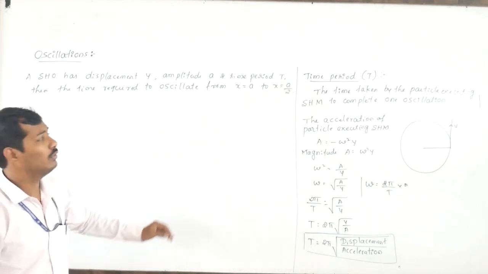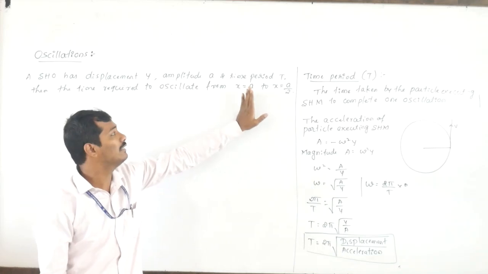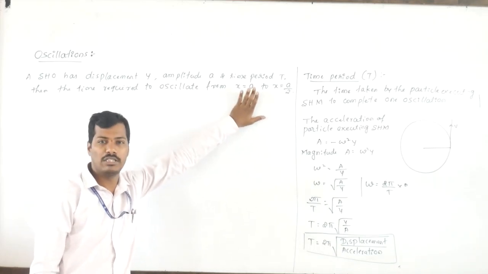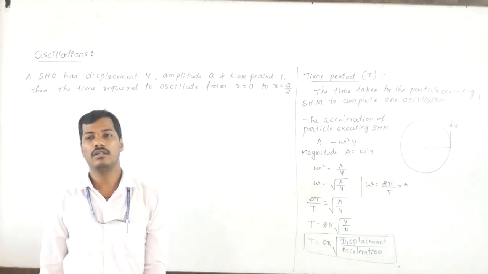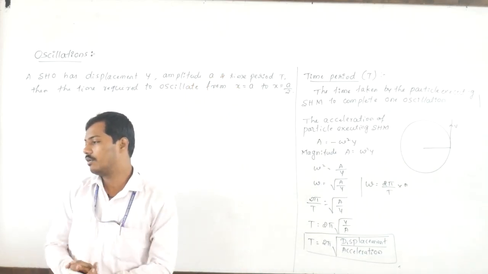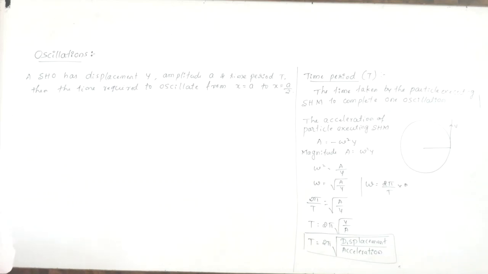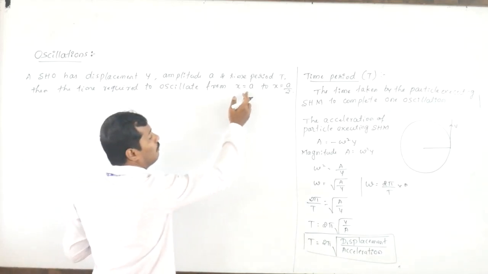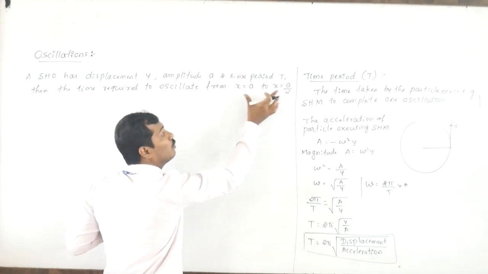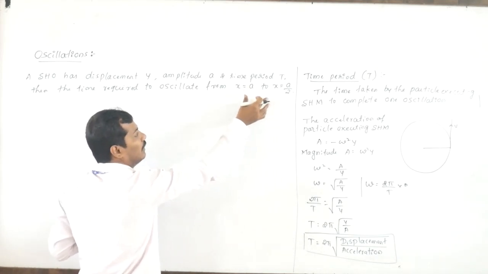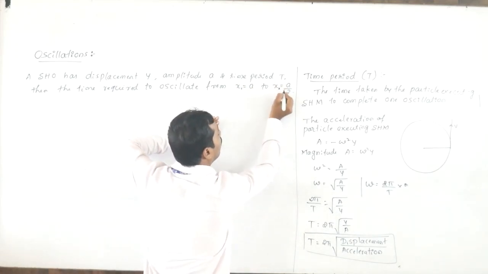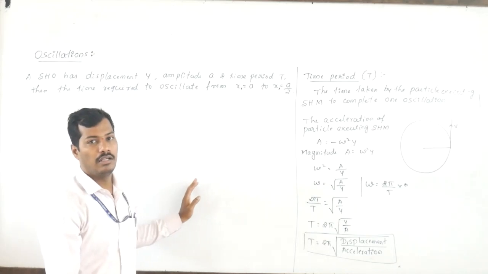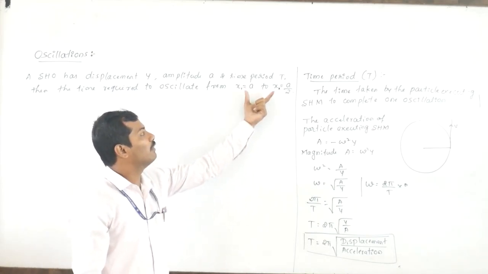Finally, it is x equals A to x equals A by 2. A is nothing but the maximum displacement. Up to A by 2, it becomes completely half of that. What is the total time required for that? Here we have to find initially the total displacement. It means the initial position and the final position of the particle. What is the displacement of the particle here?